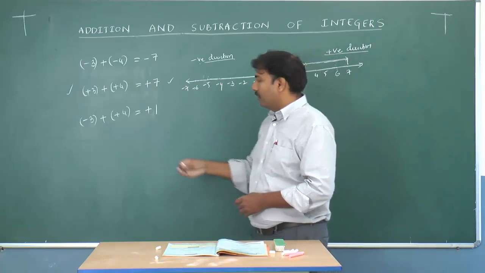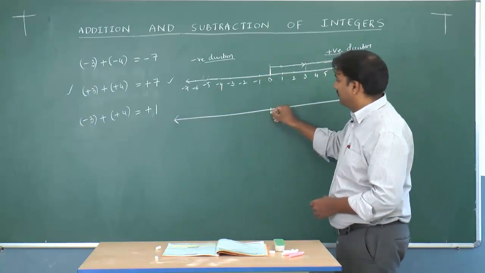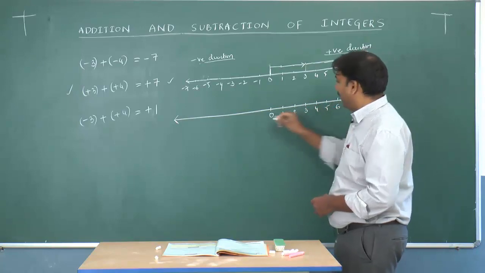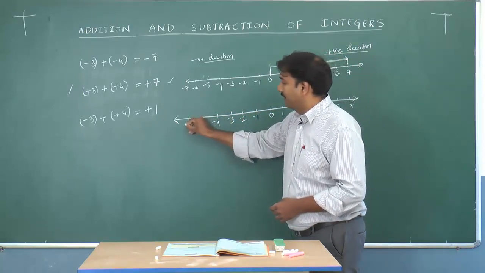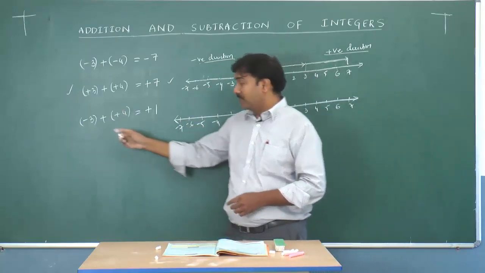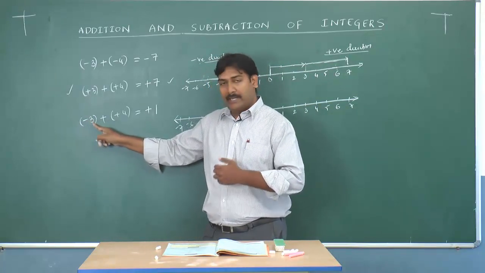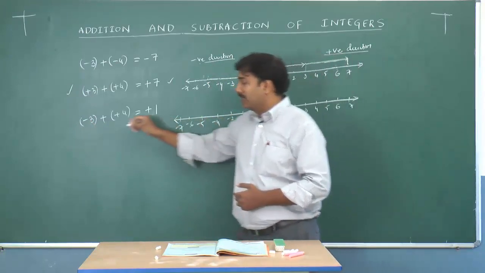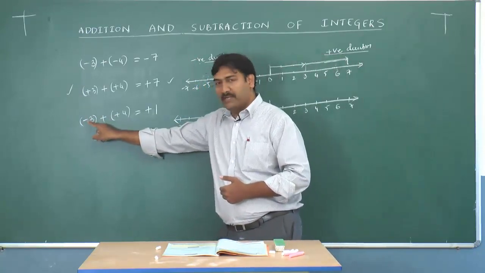In the same way, let us show the second rule on the number line. Let's consider the number line 1, 2, 3, 4, 5, 6, 7 and minus 1, minus 2, minus 3, minus 4, minus 5, minus 6 and minus 7. Now let us represent this on the number line. The first number is minus 3. The minus sign indicates that the number is to be taken to the left side, the negative direction. So starting from 0, move towards the left.